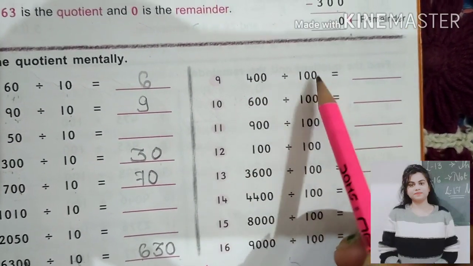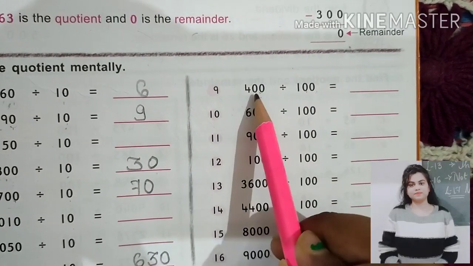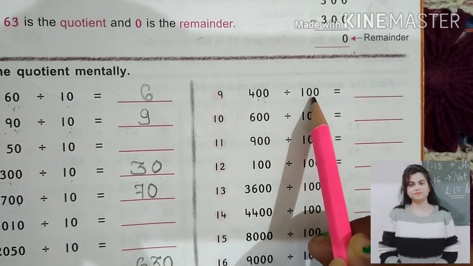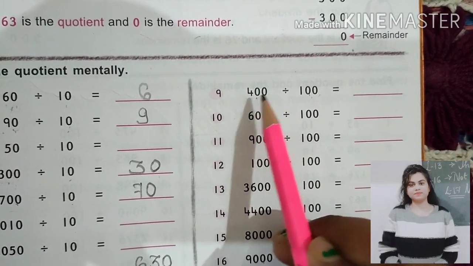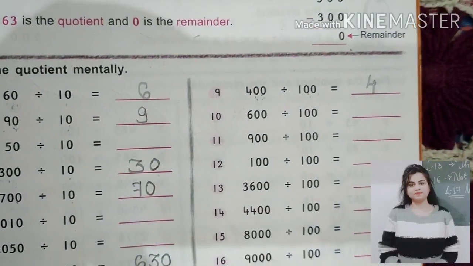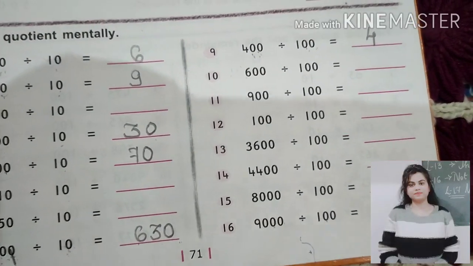400 divided by 100. 100 4s are 400. Right? When you have 0 in both the 1's place and the 10's place, and you divide by 100, what do you have to do? Remove the 1's place 0 and the 10's place 0. You will get 4 as your answer, 4 as the quotient. Okay, so 100 4s are 400.